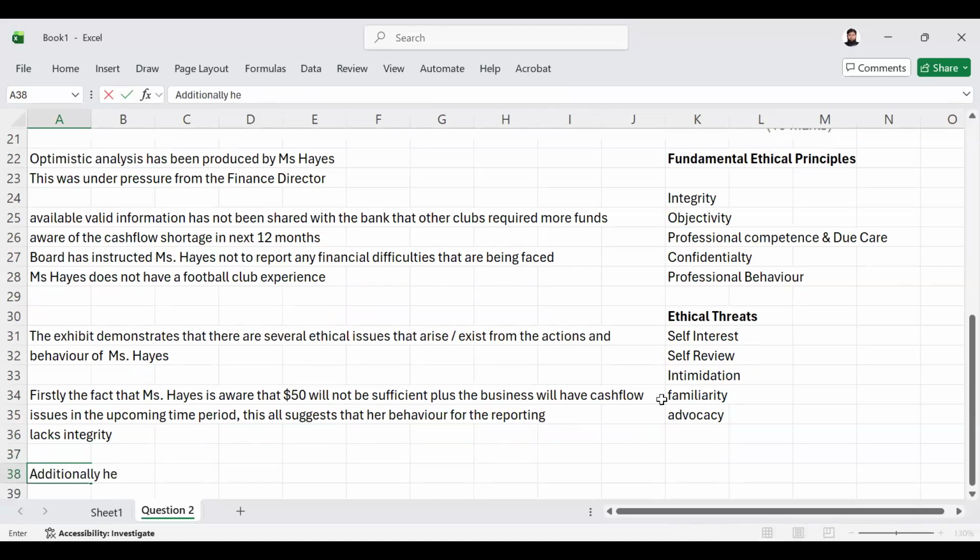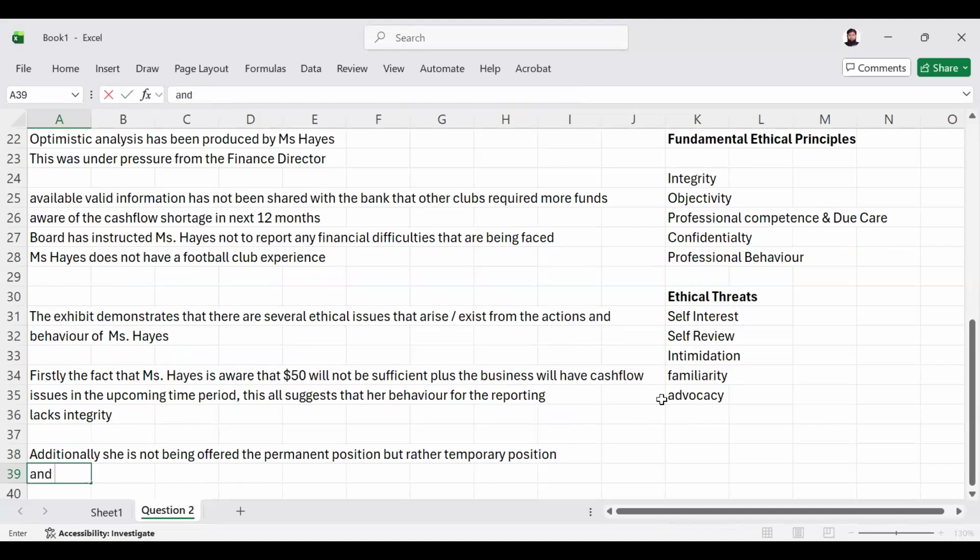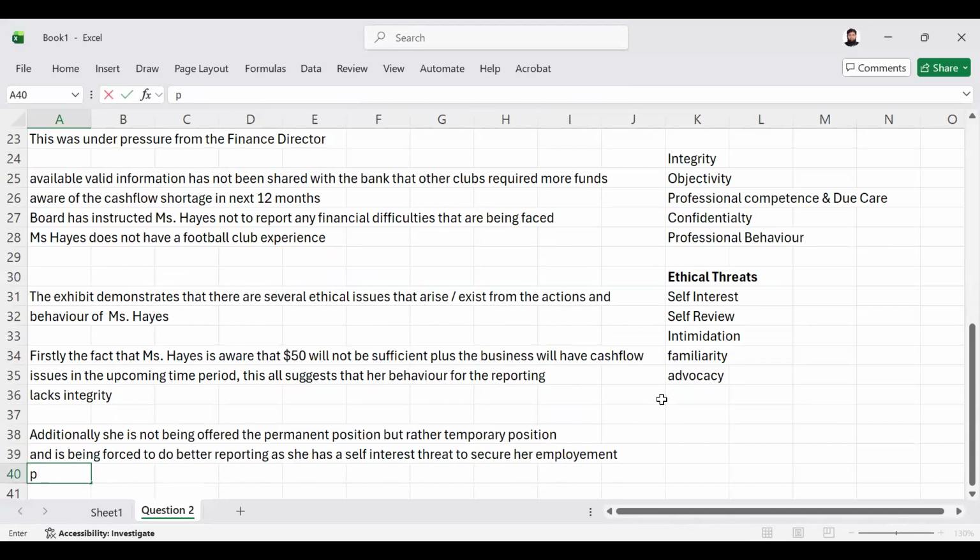Additionally, she is not being offered the permanent position, but rather a temporary position, and is being forced to do better reporting as she has a self-interest threat to secure her employment, and additionally is also facing intimidation from her senior.